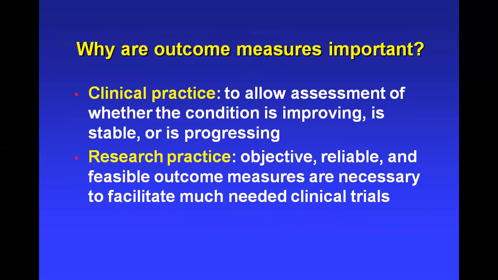And finally, why are outcome measures so important? They're important in our clinical practice, and they're important in research. In clinical practice, we need outcome measures to allow assessment of whether the Raynaud's or digital ulceration is improving, is stable, or progressing. We badly need them in research because our current outcome measures for Raynaud's phenomenon and digital ulceration are not good. And this has hampered clinical trials. We very much need objective, reliable, and feasible outcome measures to facilitate much needed clinical trials, because as many of you know, our current treatments for Raynaud's phenomenon and for digital ulceration are very far from perfect.